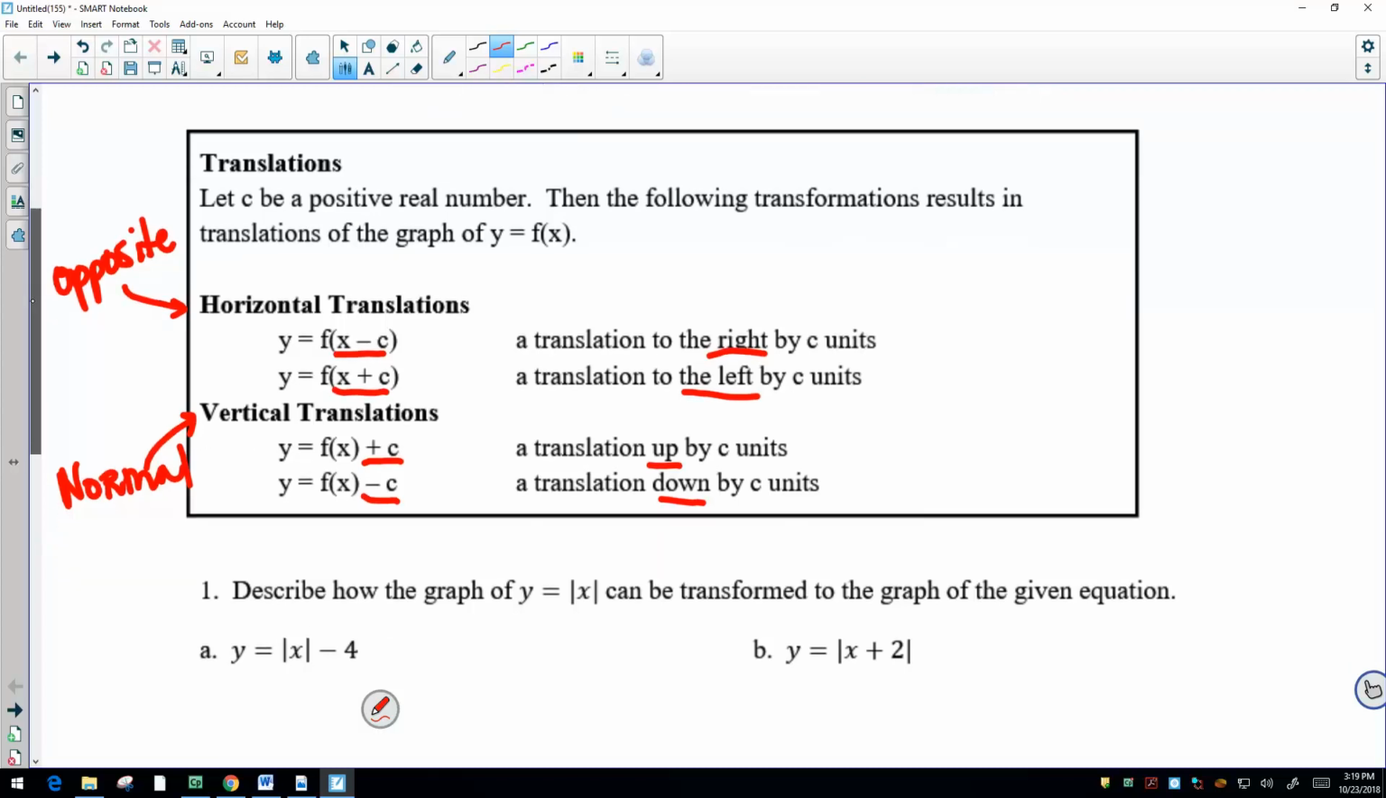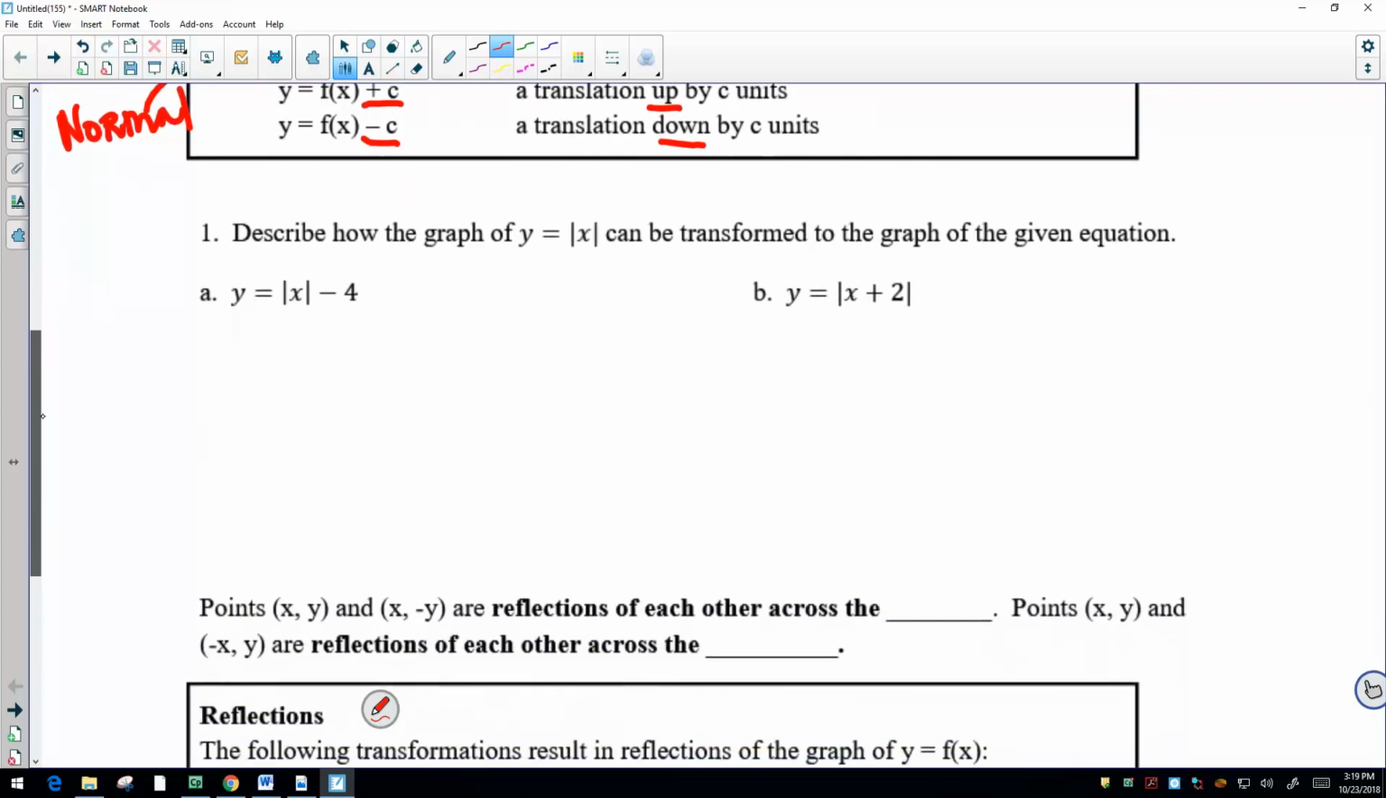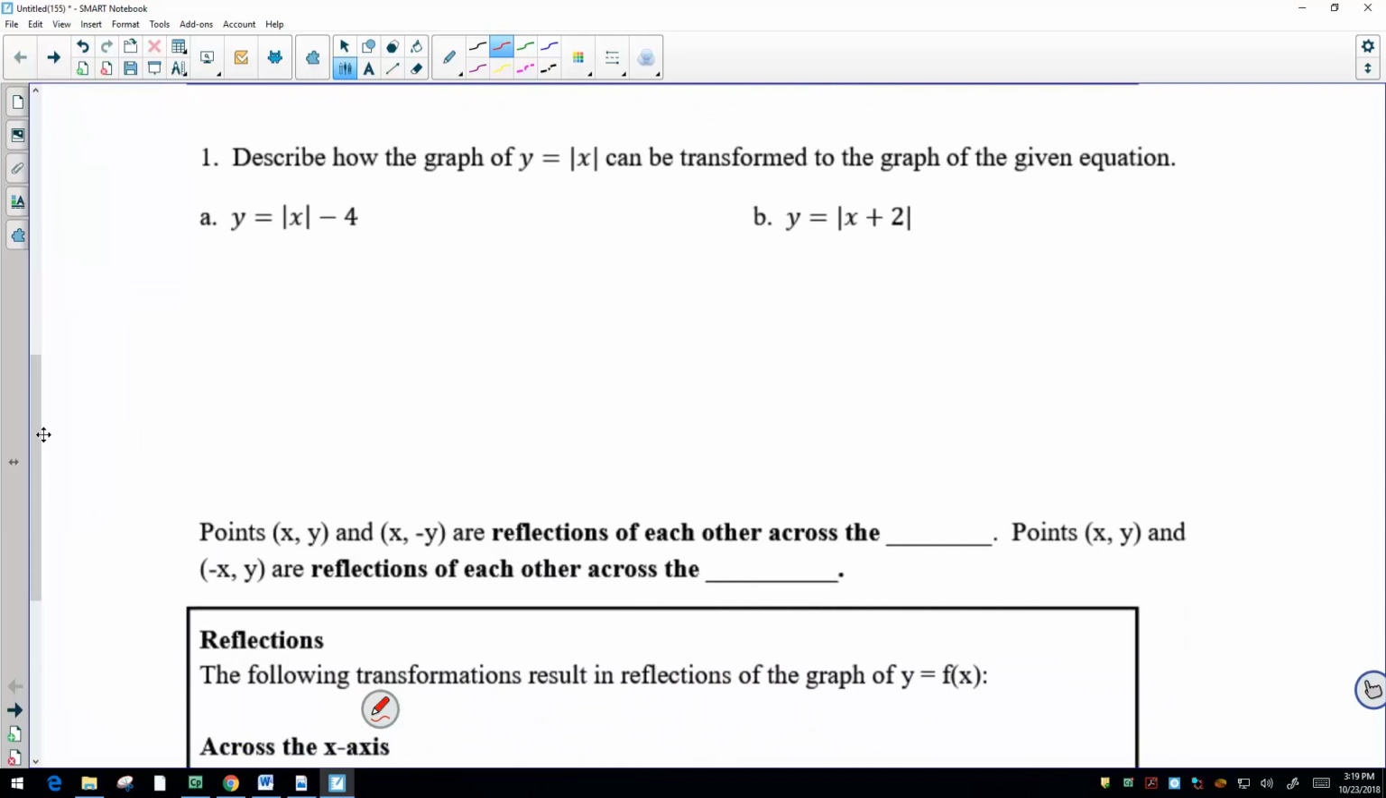So if we look at a couple examples below, we're going to describe how the graph of the absolute value of x can be transformed to the graph of the following. If I'm looking at this first equation, I see the difference between the absolute value of x and our first example is this minus 4. And since it's coming after the function, that's telling me it has to be a vertical change. Since it's vertical, I think it's a normal transformation. It's a negative 4, which would tell me it would shift down by 4.